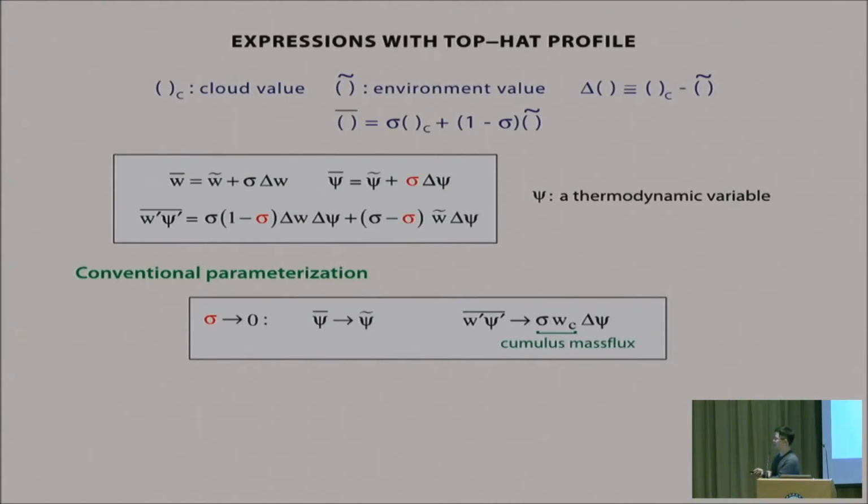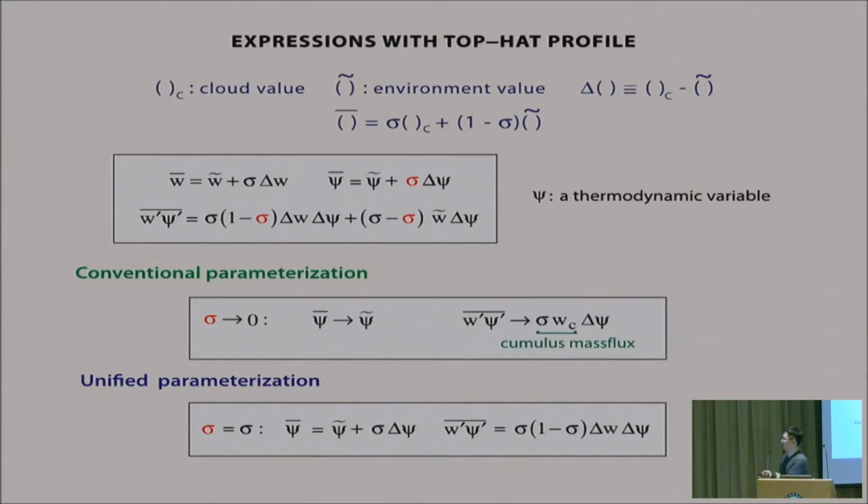So we know that the vertical velocity and the cloud fraction are combined as one variable here. But in the unified parameterization, sigma is not small, so we retain sigma here. The eddy flux has the form sigma (1 minus sigma) with this cloud-environment difference product. So the main difference between the unified parameterization and the conventional parameterization is that we retain this sigma dependence in the formulation of the eddy transport.